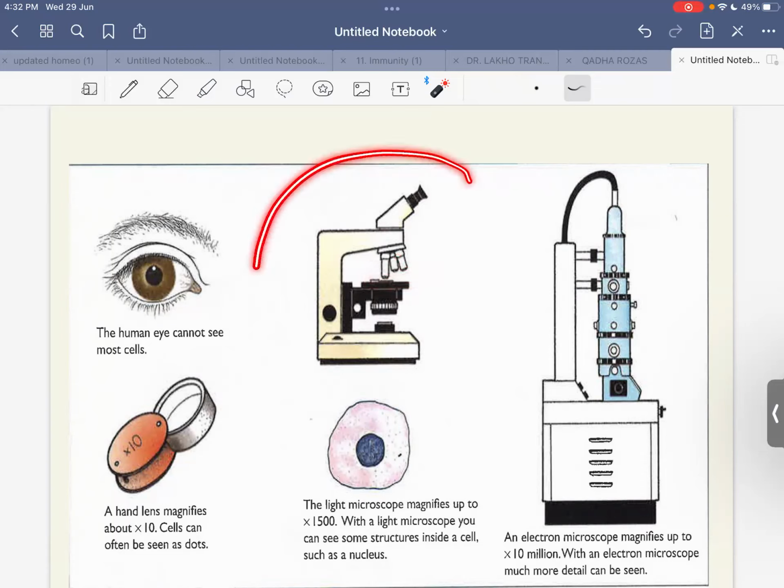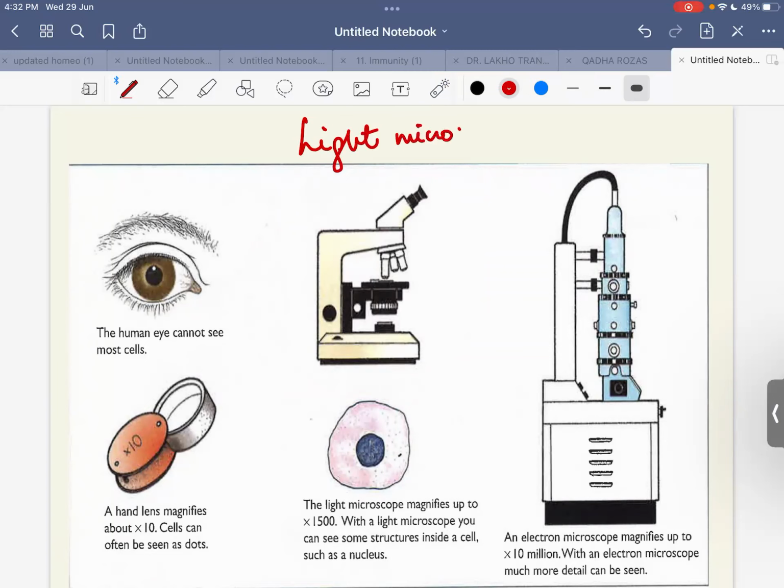I'm sure most of you must have had the experience of looking at this microscope in pictures, and some of you might have had the chance to look at it in real life also in schools. Such a microscope is known as a light microscope. The reason we call it a light microscope is that it uses visible light, the sunlight or the tube light, in order to view any small object under magnification, right?